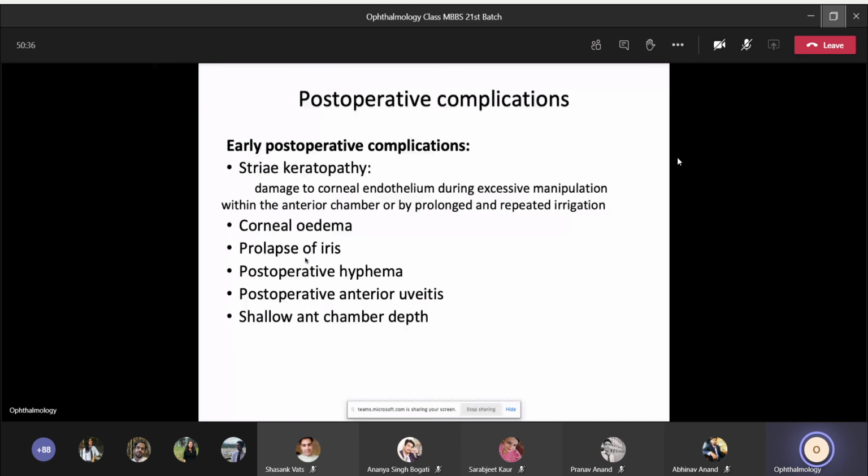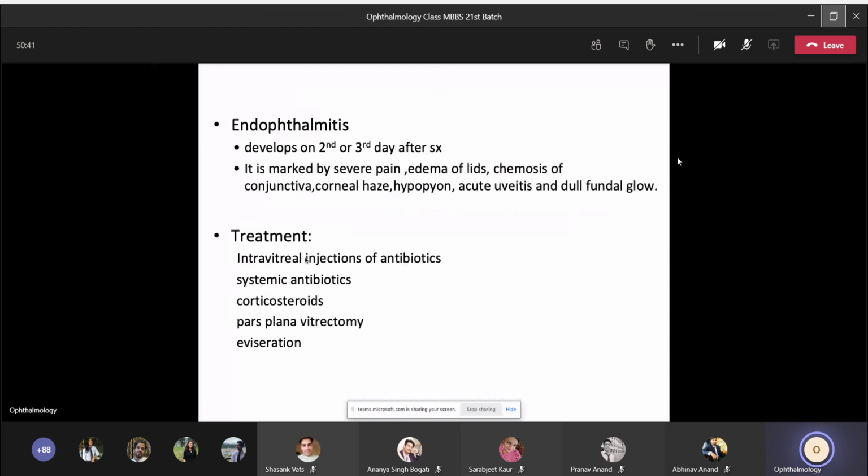Another complication is endophthalmitis. Endophthalmitis is the condition where there is infection of mostly the intraocular space. The anterior chamber and vitreous are all infected. It is a very dreaded complication, and it usually occurs on the second to third day after the surgery. It is very difficult to salvage the eye if there is endophthalmitis, because post-operative infection may lead to permanent loss of vision.